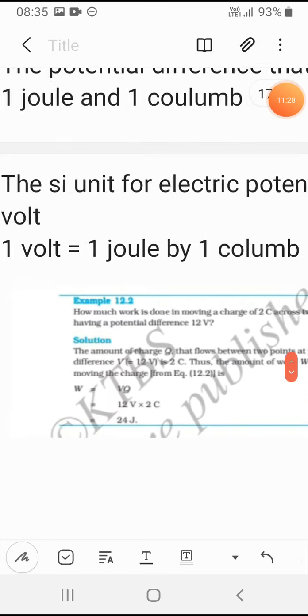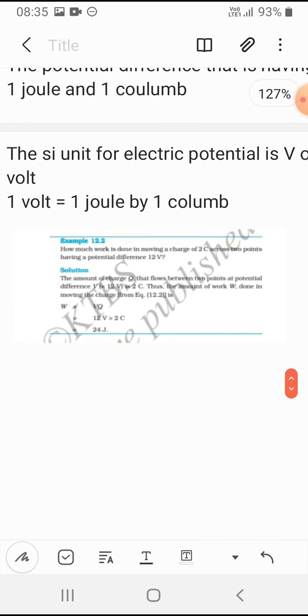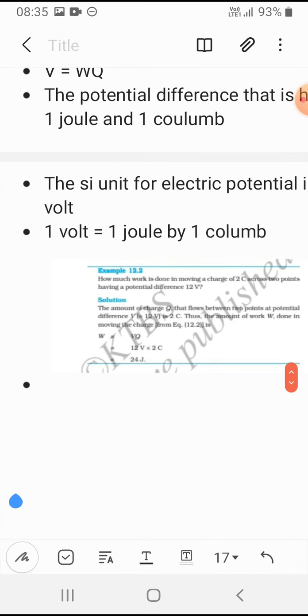This is another problem on the same topic, potential energy. It is given that 2 coulombs have a potential difference of 12 volts. We have to find the work done. So 12 volts into 2 coulombs gives 24 joule, that is the work done. Here they asked work done, so we got the work done.